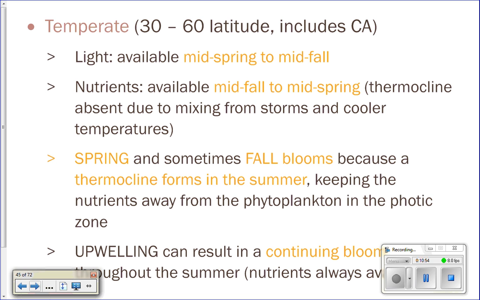Temperate regions. That's where we are. Temperate regions have light available from mid-spring to mid-fall, and nutrients are available from mid-fall to mid-spring, during the winter. So where do those two overlap? Fall and spring, right? So you would expect there to be a bloom in the spring and in the fall. And that's exactly what you see.